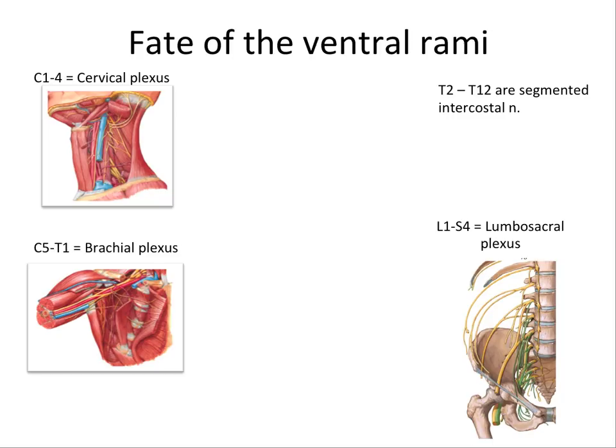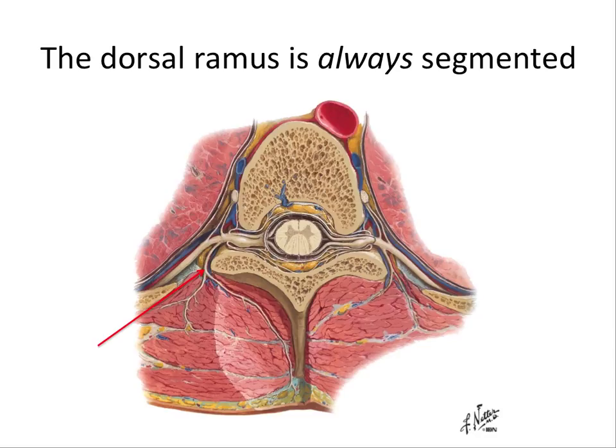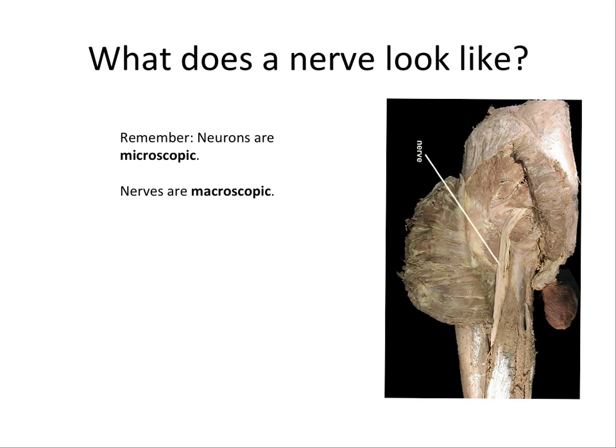So we've just been talking about the fate of the ventral rami here, but we also need to talk about its counterpart, the dorsal primary ramus. Now, the dorsal primary ramus is always segmented. And what it will do, as we said, is go on to supply the muscles of the back and the skin of the back. So having said all this, we need to start thinking about how we're going to view these nerves in the lab and what they actually look like. And this is what they look like.